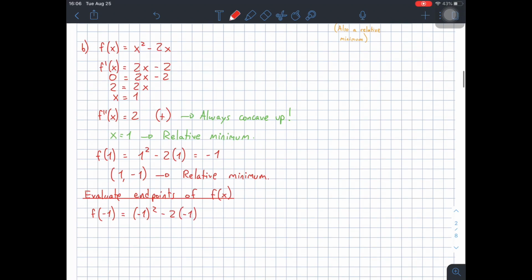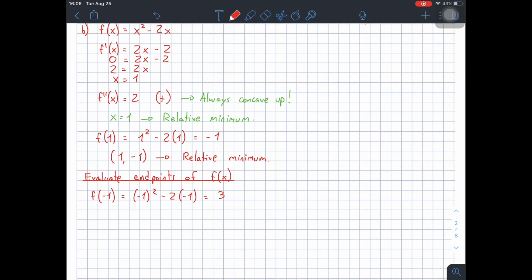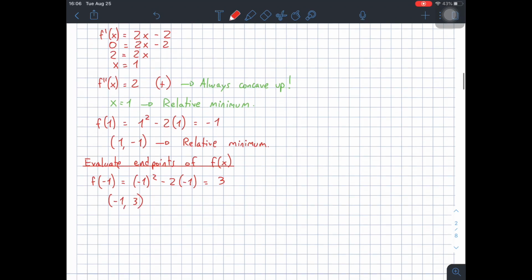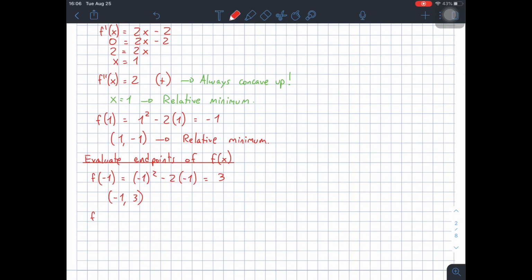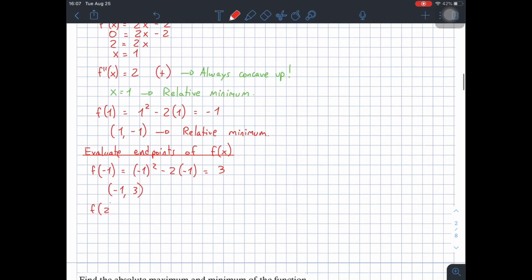So f of -1 would be (-1) squared minus 2 times -1. If we evaluate this, we get +3, right? 1 plus 2, yes, +3. So we get a point with coordinates (-1, 3). And then the other endpoint was +2. So f of 2 is equal to 2 squared minus 2 times 2. This is 4 minus 4, that's 0. So the other point has coordinates (2, 0).